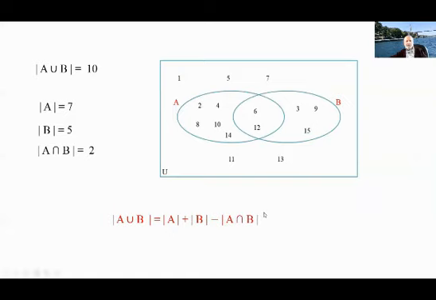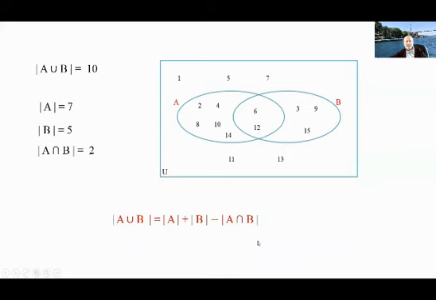You notice in this example that the number of elements in A union B is 10. You count them: 1, 2, 3, 4, 5, 6, 7, 8, 9, 10. A has 7 elements. B has 5 elements. Now, if you add these two, you get 12. You don't get 10. The reason is that 6 and 12 were counted twice. So the size of A intersection B is 2.